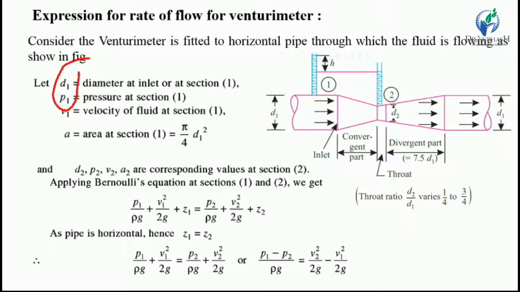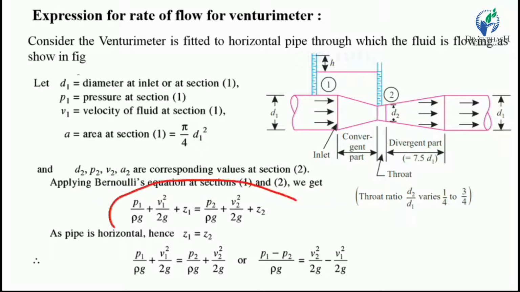Now D1, P1 is the diameter and pressure at section 1, and V1 is the velocity of fluid at section 1, and A1 is the cross-section area of the pipe at section 1. Now D2, P2 and V2 are the diameter, pressure and velocity at section 2, and A2 is the cross-section area at section 2. Now we apply Bernoulli's equation at section 1 and section 2.